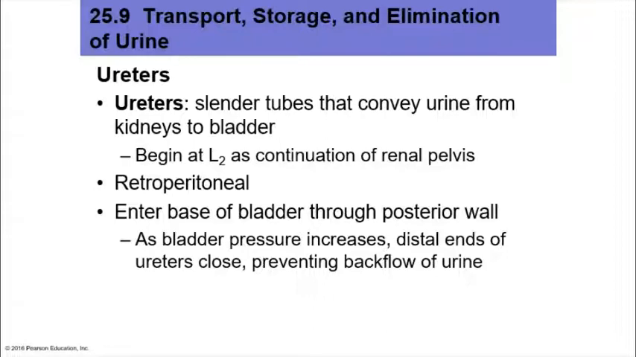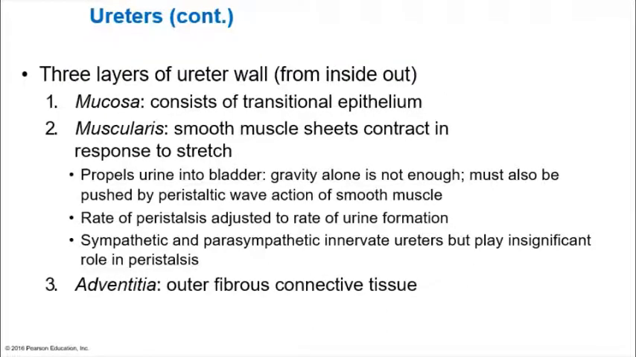And when you look at the ureters, they're just a little tube. But even though they're just a tube, we've seen by now in anatomy that tubes have layers to them. Think things like blood vessels and lymphatic vessels. They have layers. Your ureters have layers also.